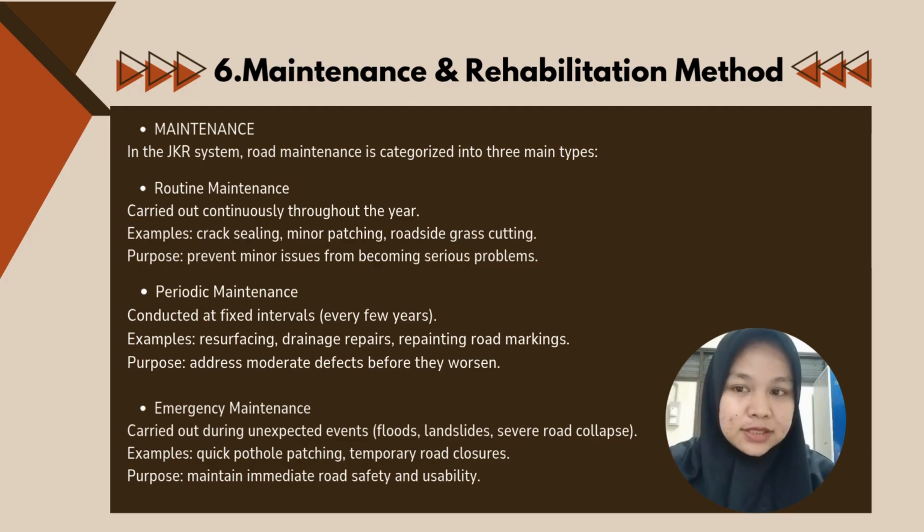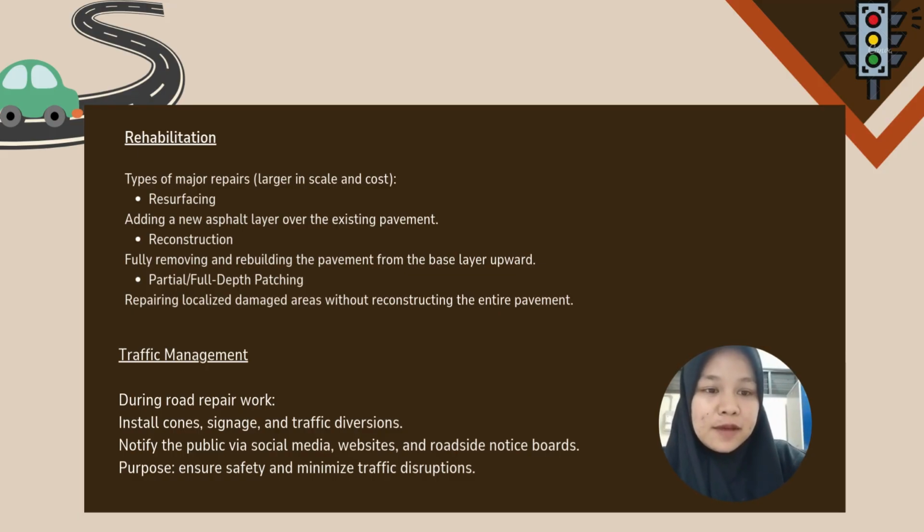Chapter 6. Maintenance and rehabilitation methods. First, maintenance. Routine maintenance is carried out regularly, periodic maintenance is done every few years. Emergency maintenance is performed during urgent conditions. Next slide. Rehabilitation. Resurfacing is adding a new asphalt layer. Reconstruction rebuilds the pavement from the base. Partial depth patching repairs specific areas.